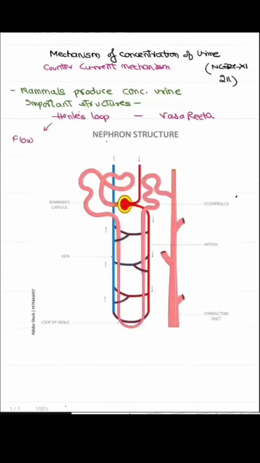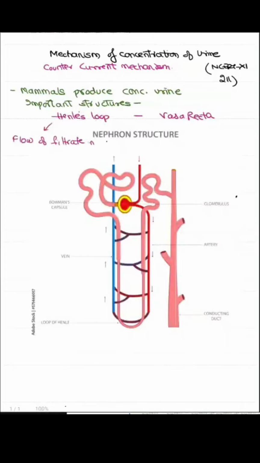Today is another video on the excretion topic, the mechanism of concentration of urine from NCERT 11th class. This is also called as the counter current mechanism. As you know, mammals excrete concentrated urine, and for the concentration of the urine, two important structures are involved: the U-shaped Henle's loop and the blood circulation in vasa recta.